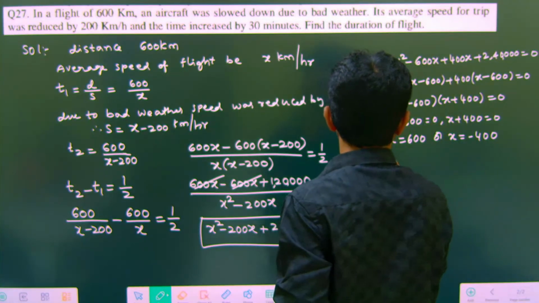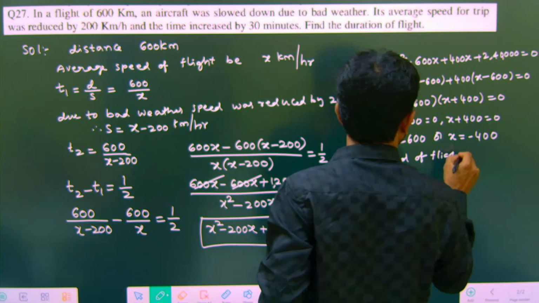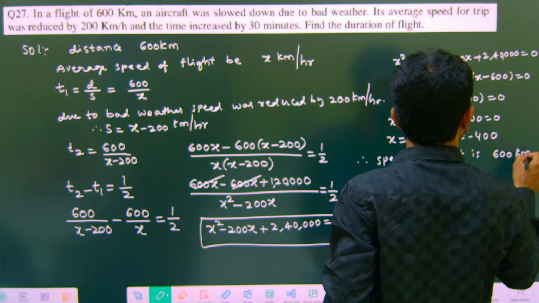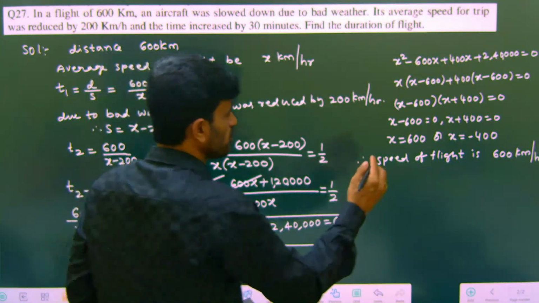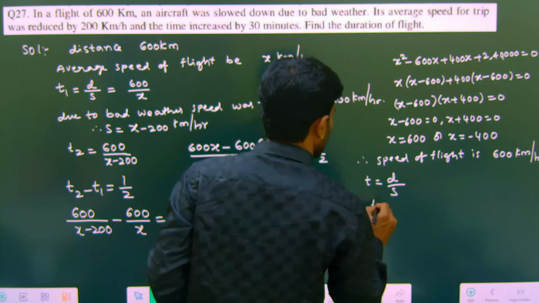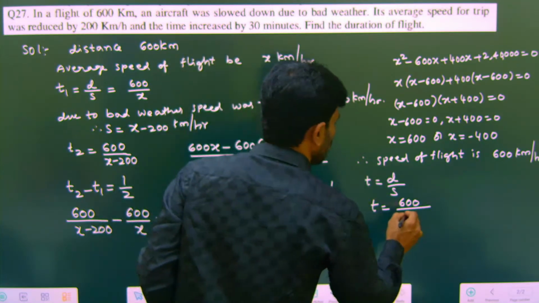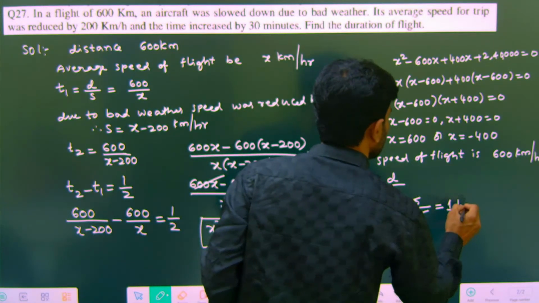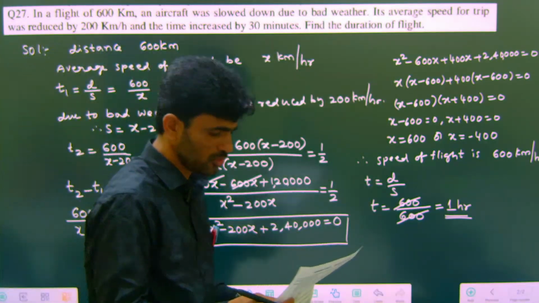So therefore, what is the speed of the flight? Speed of flight is 600 kilometers per hour. But they are asking time. Now once you know speed, time is equal to distance by speed. So time is equal to distance of 600 kilometers, and speed is 600 kilometers per hour. 600, 600 cancel. So what is the duration? 1 hour. If it travels with its original speed, it will take 1 hour to reach the destination.